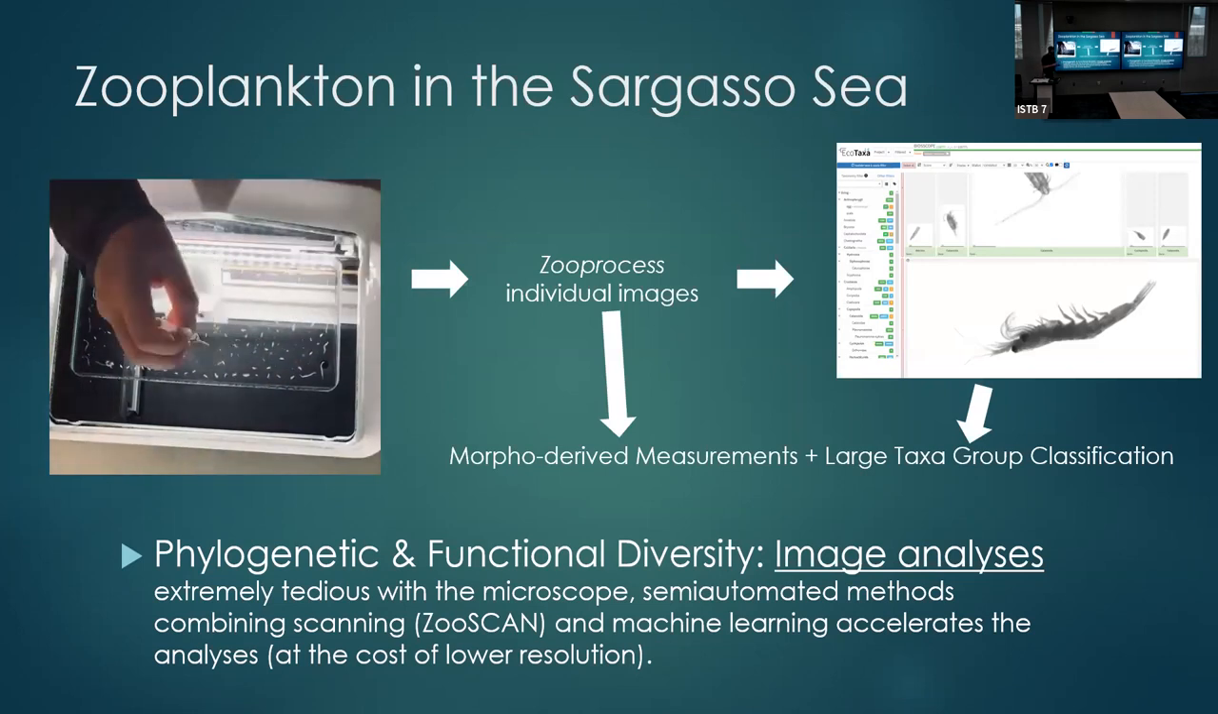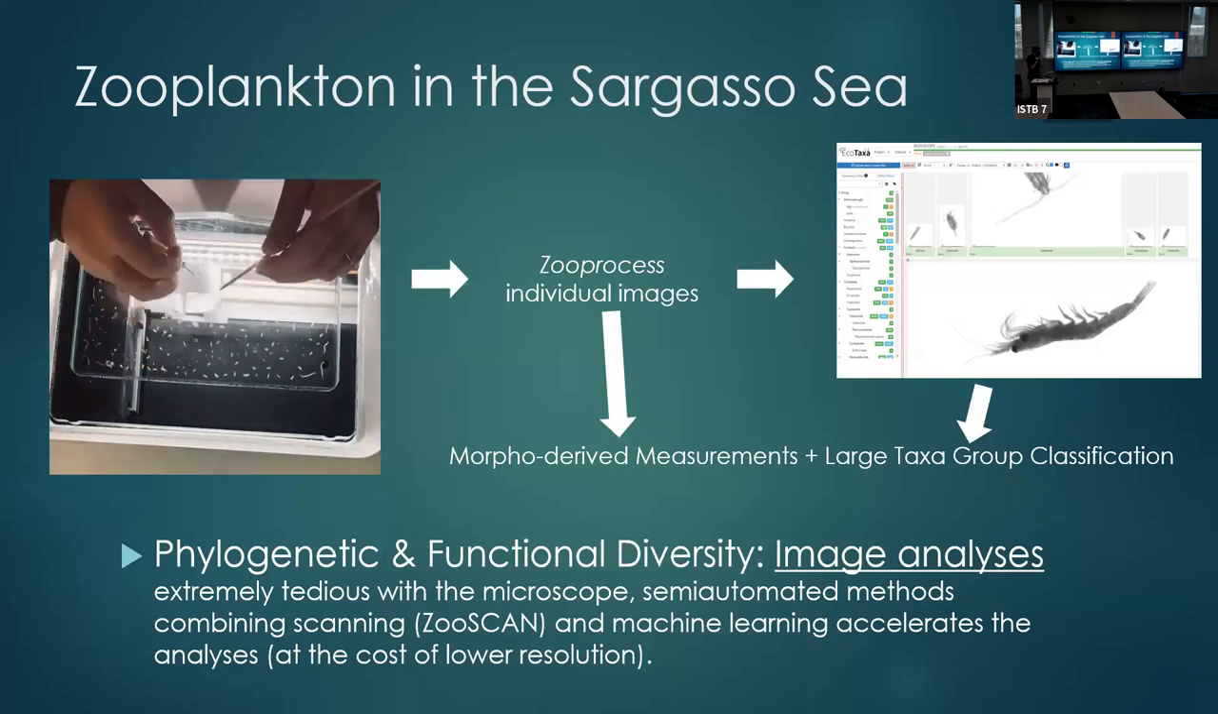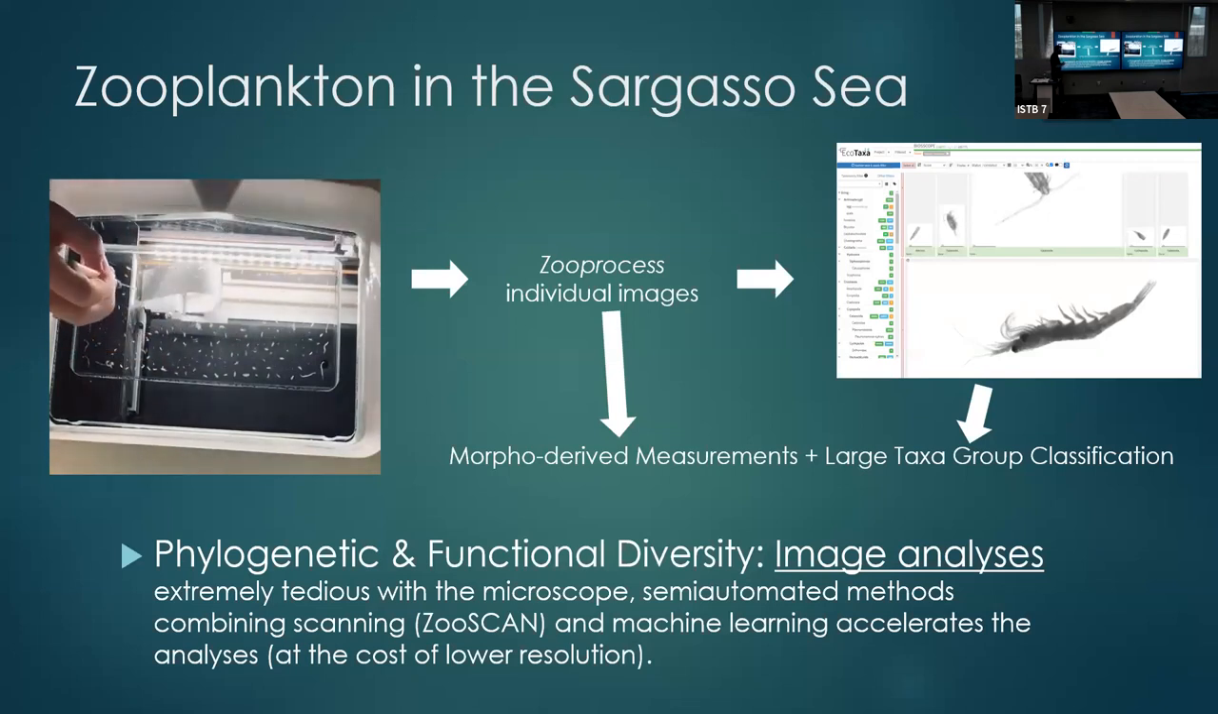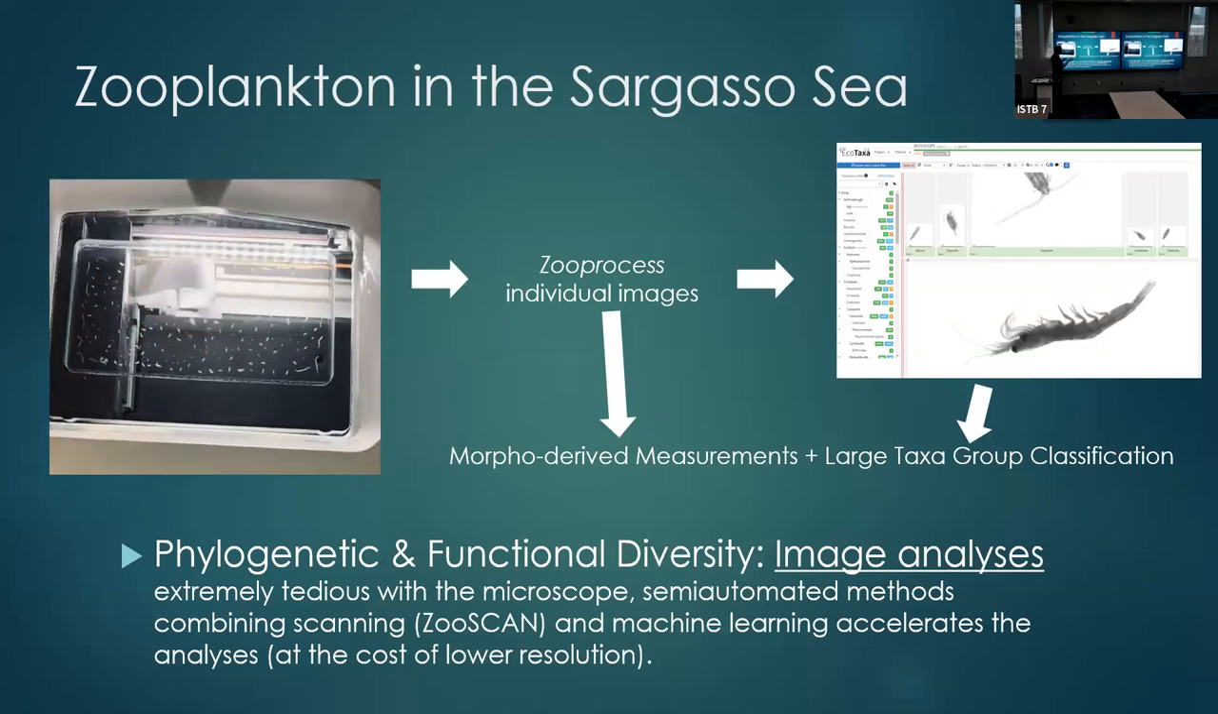And ZooProcess is the software that's going to take every individual, separate it from the others, and create a whole vignette. And it's going to take some morphologic measurements: how long, how wide, is it dark, is it light, whatever. And also we're going to send all this data into a machine learning web tool, in which, thanks to a training set that I created, identifying images for each animal, we run it and get this large taxa group classification. So then we have some morphometrics and some taxonomic group classification.